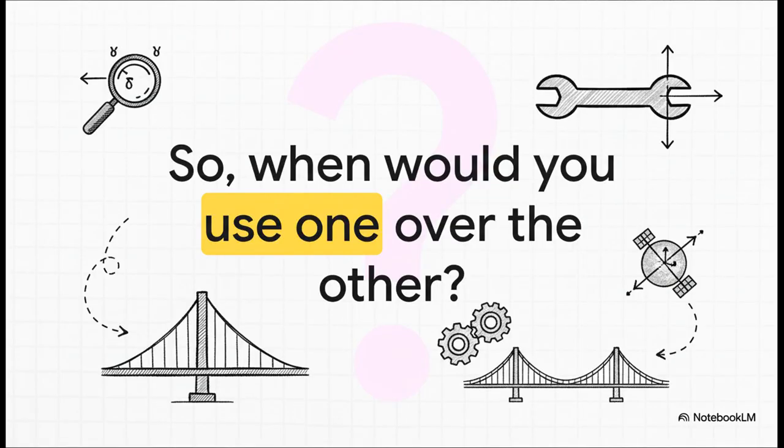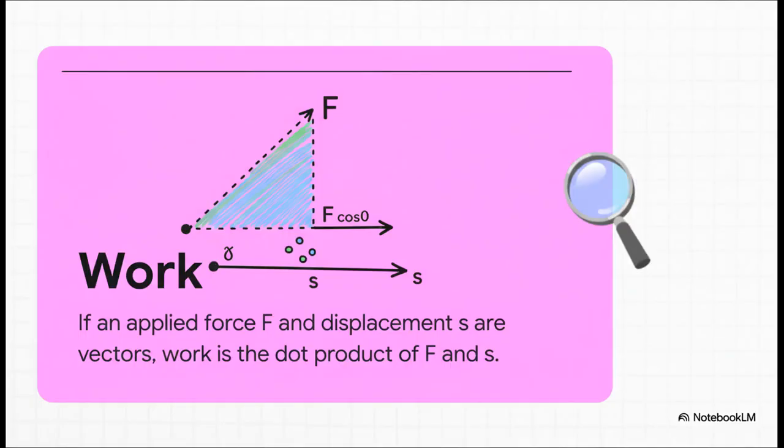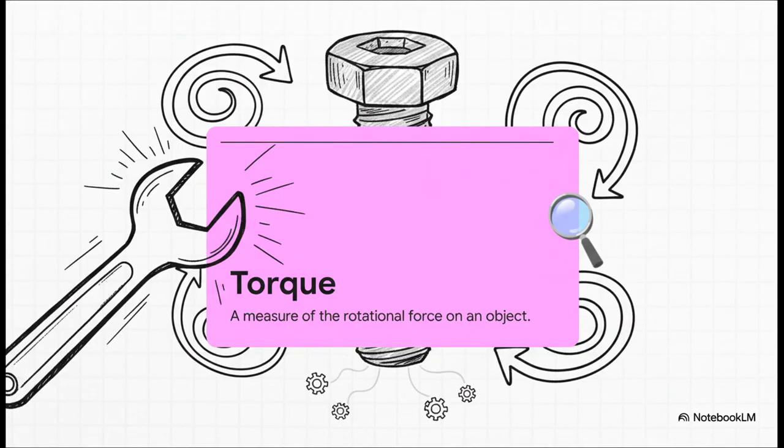So when would you actually use these? Let's get into some real-world examples. Okay, picture this. You're pulling a wagon. The dot product helps figure out the useful part of your force. Because work only cares about force in the direction you're moving. That's pure dot product.